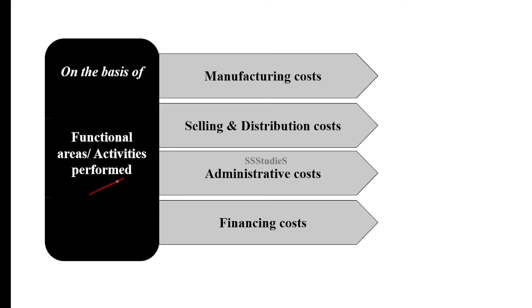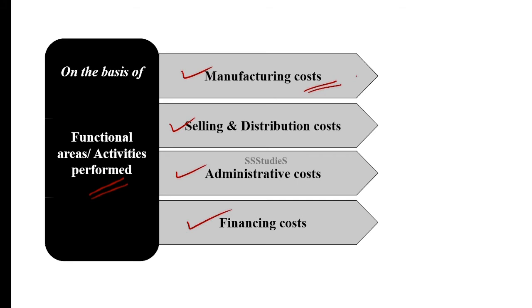Then on the basis of functional areas or activities performed, cost can be manufacturing cost, selling and distribution cost, which is also called marketing cost, then administrative cost and financing cost. The other name for manufacturing cost is production cost. These are the costs of all items involved in the production of a product or service, starting from purchasing raw materials to packaging the product. All those expenses turn out to be manufacturing costs. Now, selling and distribution costs are also called marketing costs.